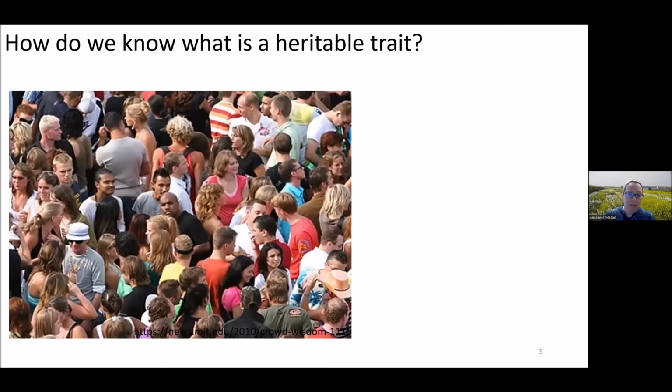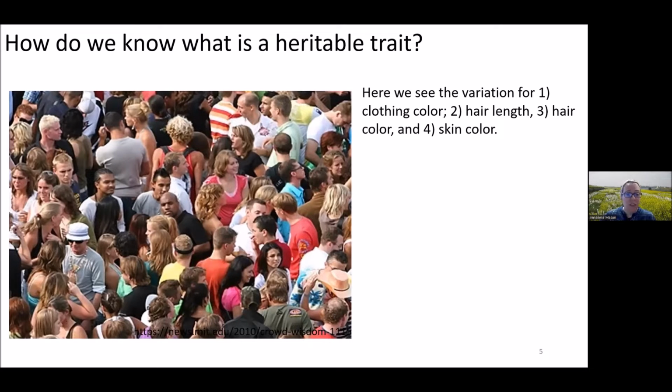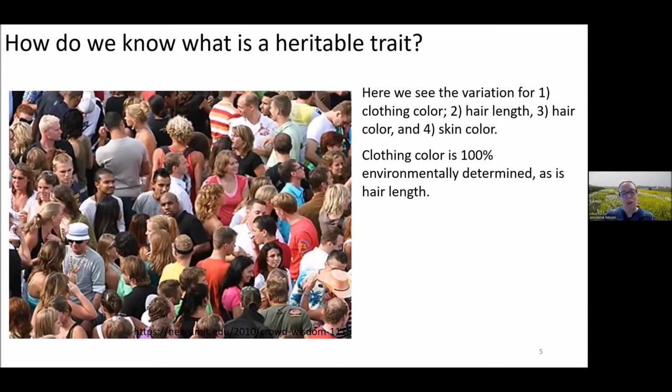To give you an example of this, this is a group of random people. And we can see in this picture that there is variation for firstly clothing color, secondly hair length, thirdly hair color, and fourthly skin color. So clothing color we know is 100% environmentally determined, as is hair length. So you can effectively choose what color clothing to wear, and we know when we look at this picture, okay, clothing color is not a heritable trait.